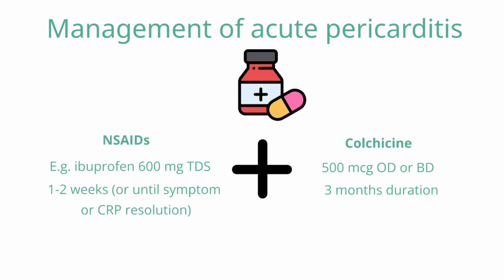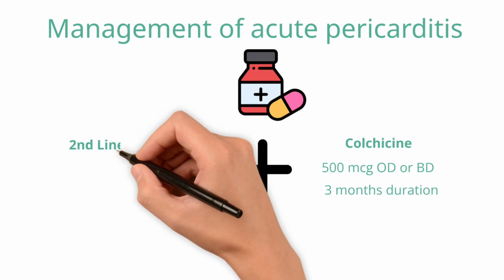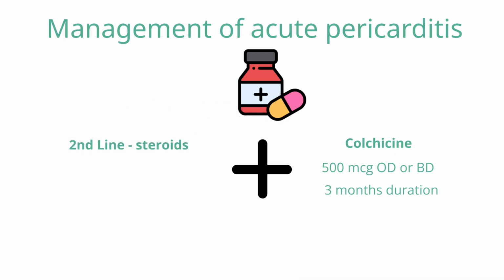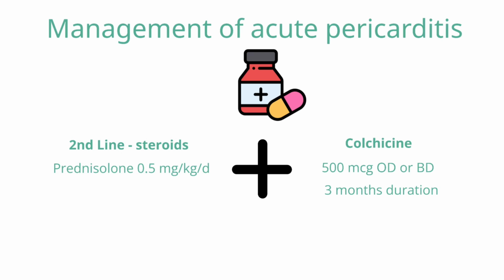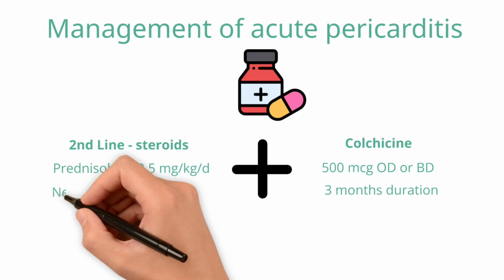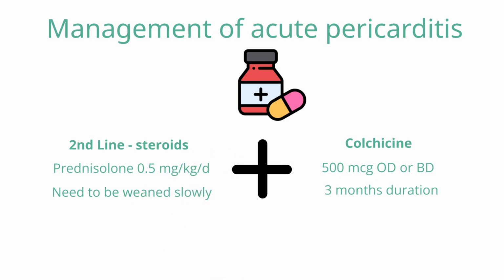If the patient has a contraindication to NSAIDs, for example significant renal disease, then colchicine is often used alone. If NSAIDs with colchicine are contraindicated and/or fail to achieve symptom resolution, corticosteroids can be used as second line, often alongside colchicine. They are usually used in low doses of around 0.5 mg per kilogram per day of prednisolone initially, or equivalent. The dose must be tapered slowly to prevent recurrence of pericarditis symptoms.